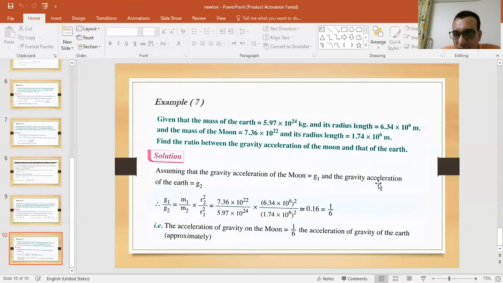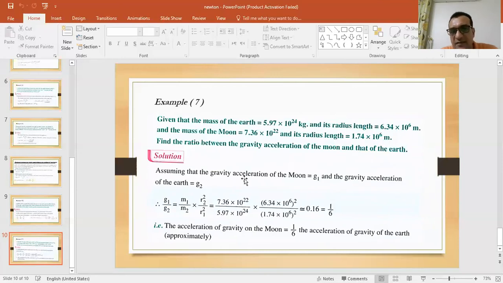Example number 7. Given that the mass of the Earth equals 5.97 multiplied by 10 to the power 24 kilograms, and its radius length equals 6.34 multiplied by 10 to the power 6 meters, and the mass of the moon equals 7.36 times 10 to the power 22 kilograms, and its radius length equals 1.74 times 10 to the power 6 meters. Find the ratio between the gravity acceleration of the moon and that of the Earth.